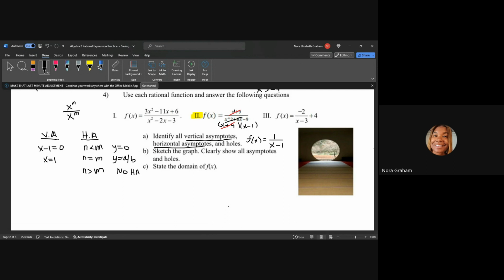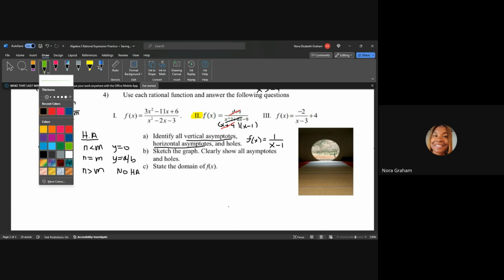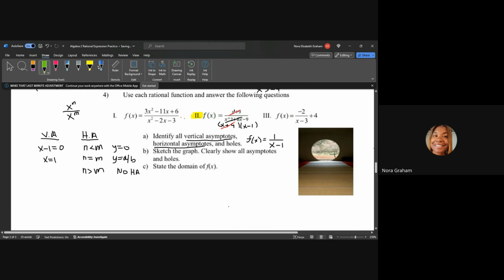All right, so we look at what condition meets ours. Since we're doing number 2, the condition that meets ours is that the exponent on the top is lower than the exponent on the bottom. So that means we're going to have a horizontal asymptote of y equals 0. So that condition is going to be ours.